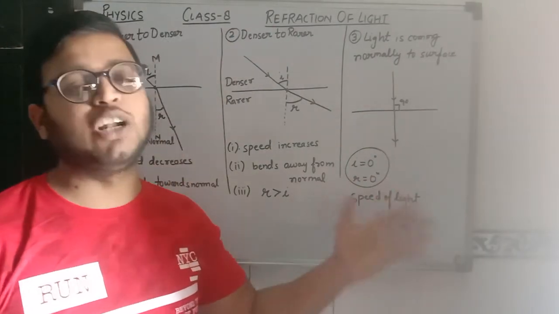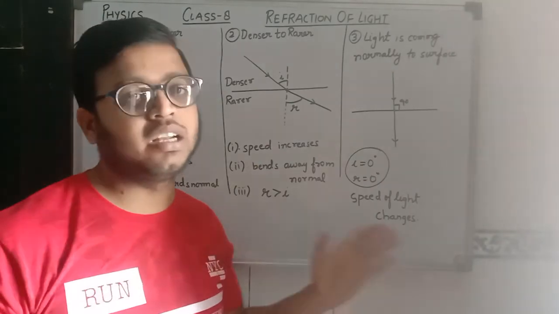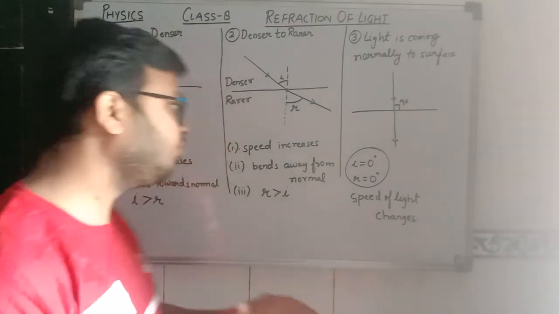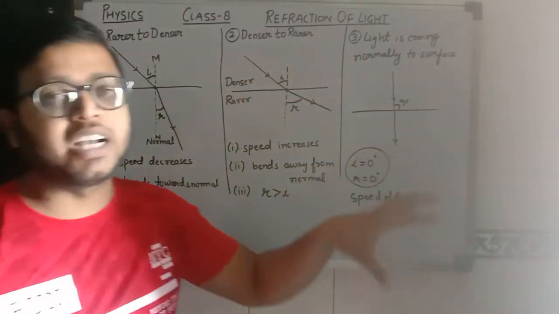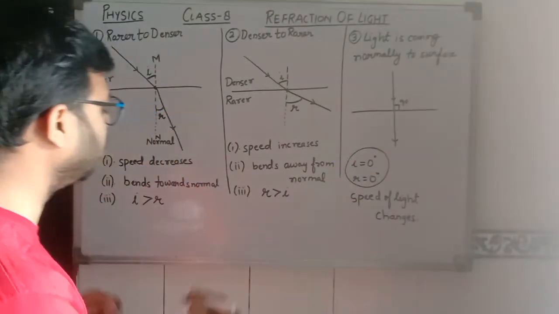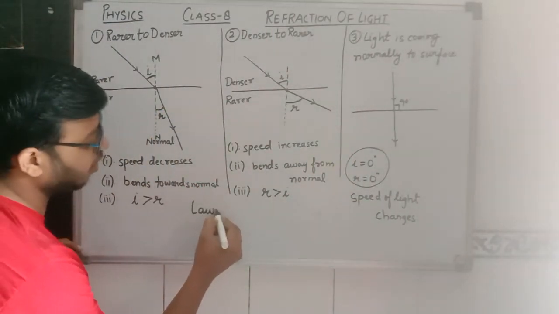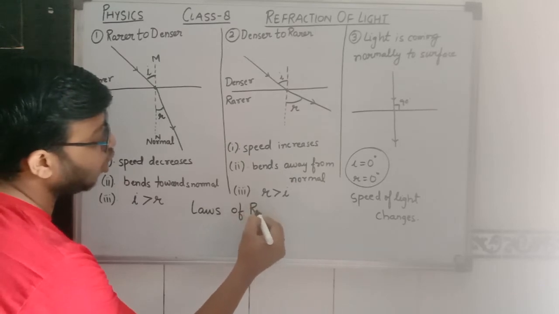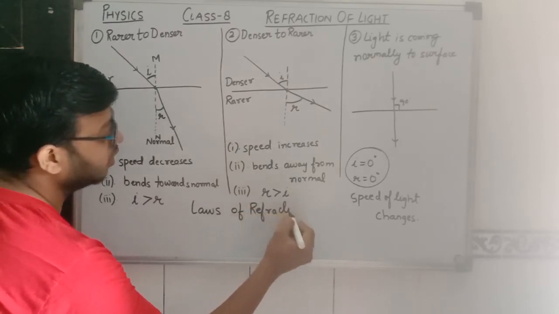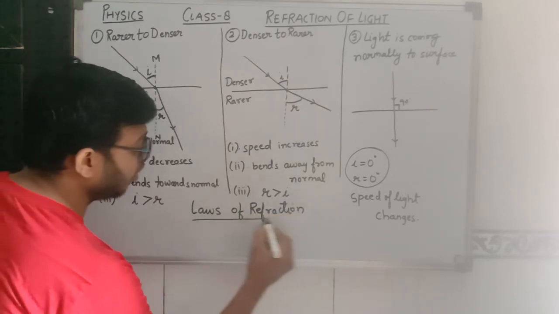Rarer to denser, speed of light decreases. Denser to rarer, speed of light increases. So these are the three important cases. Now there are two rules which are to be learned under the heading of laws of refraction, which you have to learn very properly.